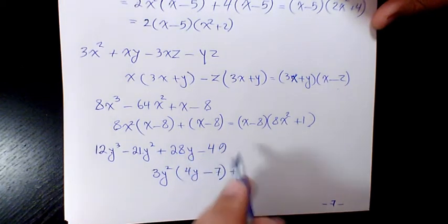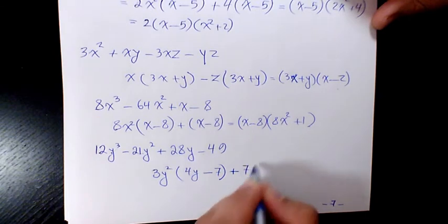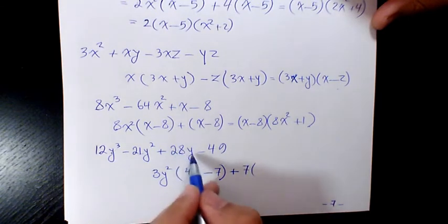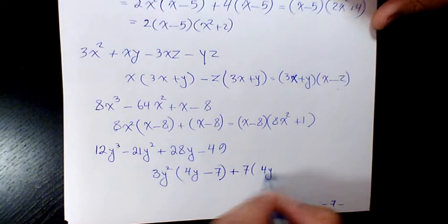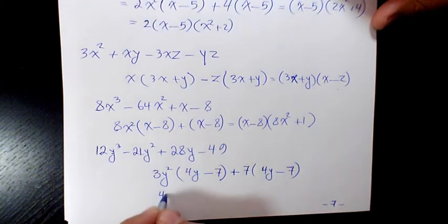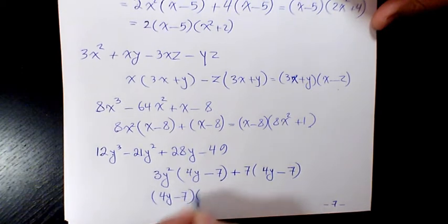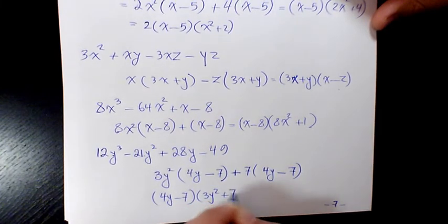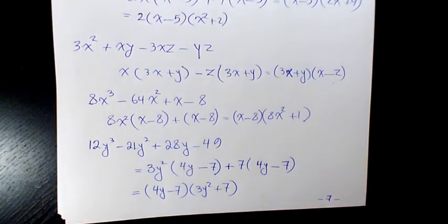28y minus 49, you factor 7. 28y divided by 7 is going to be 4y. 49 divided by 7 is going to be 7. So you have 4y minus 7. 3y squared plus 7 is going to be the final answer.